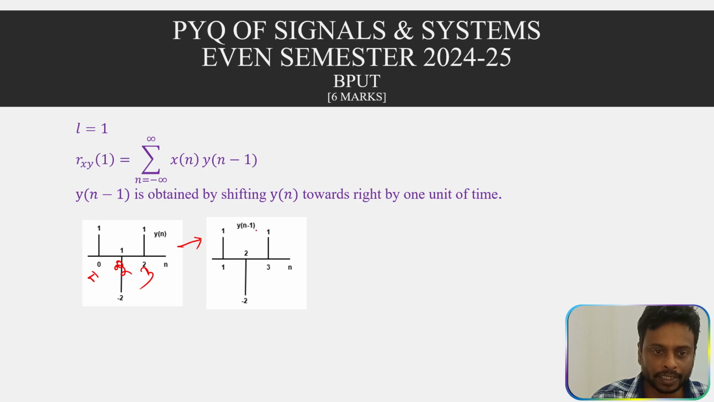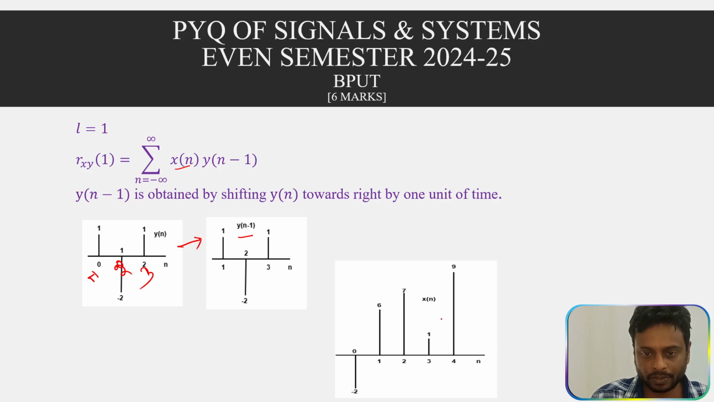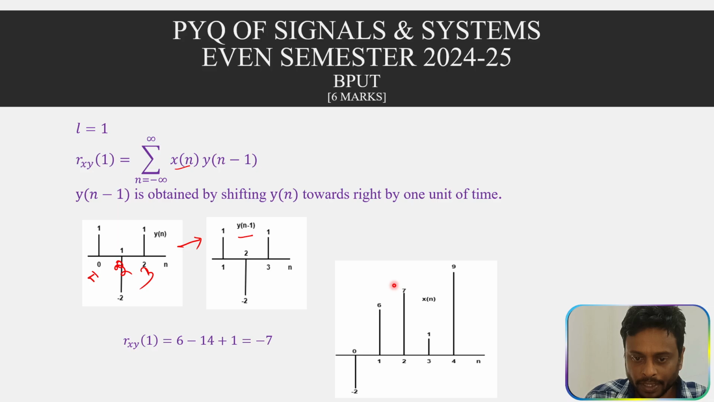Next it will be multiplied with x of n. So this is your x of n, and we can multiply. The common points are, you can see, 1. At 1 it is 6 and 1, so 6 into 1. At 2 it is minus 2 and 7, so 7 into minus 2. At 3 it is 1 and 1, so 1 into 1. So 6 into 1 is 6, then minus 2 into 7 is minus 14, then at 3 it is 1 and 1, so plus 1. That will be minus 7.